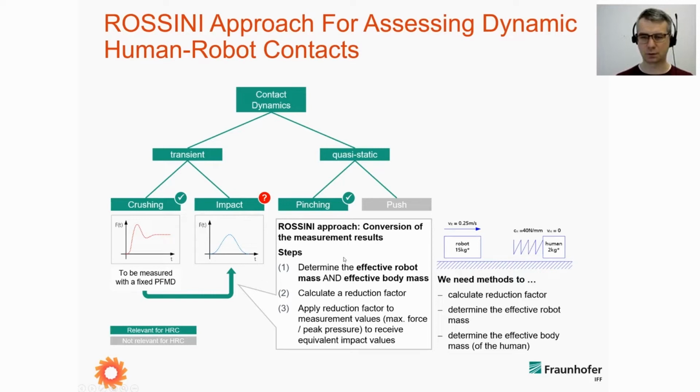This is based on three steps. The first one is that we need to determine the effective robot mass and also the effective body mass, so the effective mass of the body part which is affected by the impact. Then we can calculate a reduction factor, which reduces the measured maximum force from the crushing case into the case that would reflect the impact. Keep in mind this model: we need to determine the effective robot mass and the effective mass of the human body. Good, this is the approach.